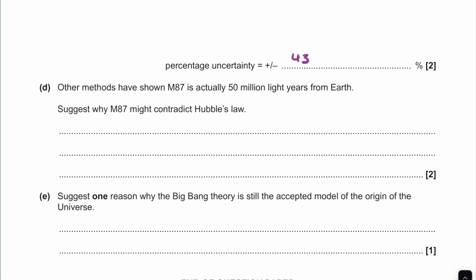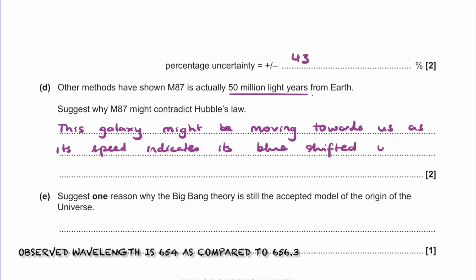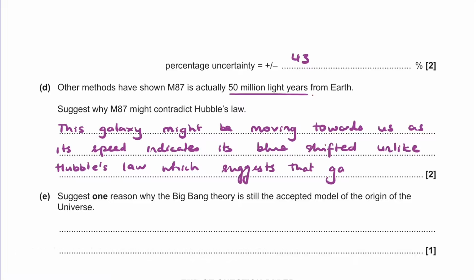Other methods have shown that M87 is actually 50 million light years from Earth. Suggest why M87 might contradict Hubble's law. This particular galaxy might be moving towards us, as its speed indicates blue shifted, unlike Hubble's law, which suggests galaxies are receding.